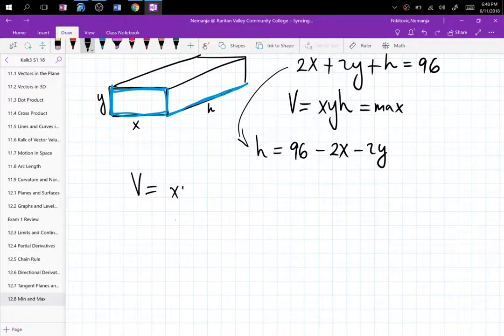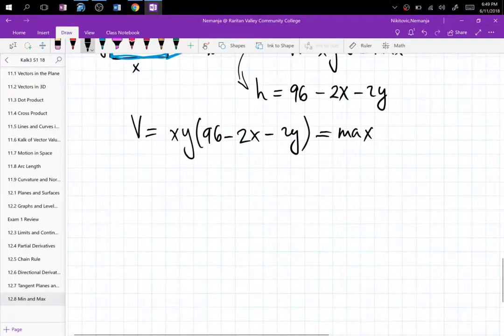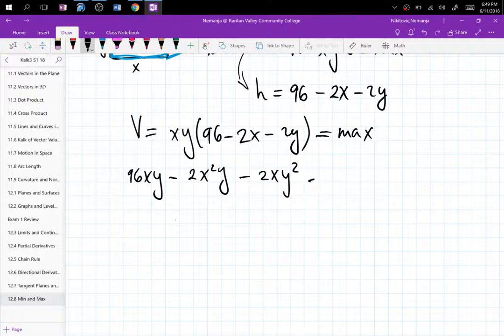Volume is xy times 96 minus 2x minus 2y, and that equals a max. So now we distribute. That's 96xy minus 2x squared y minus 2xy squared equals max. And this is actually our equation.